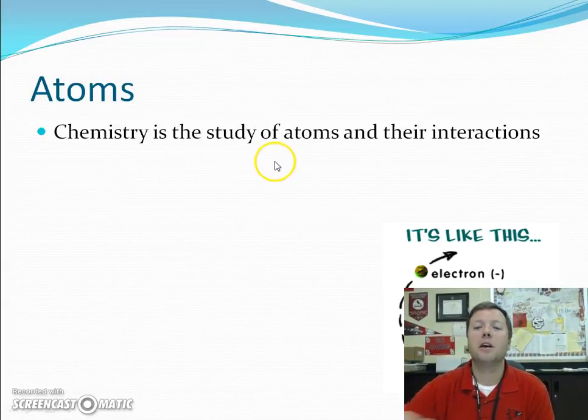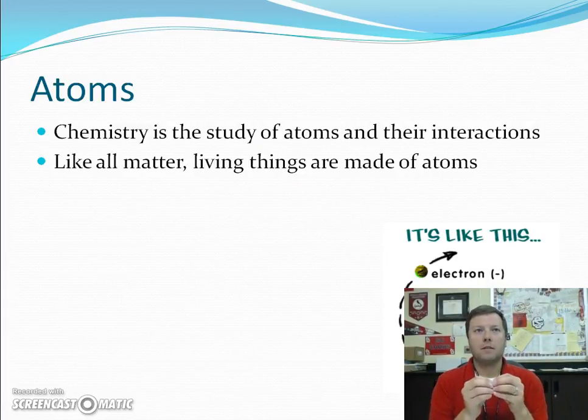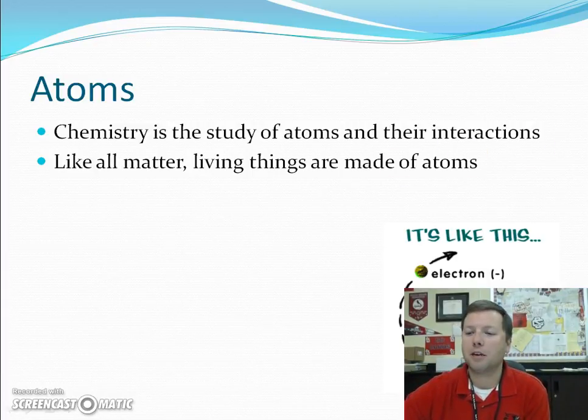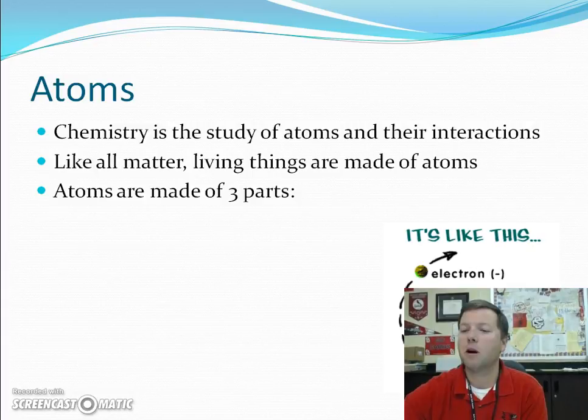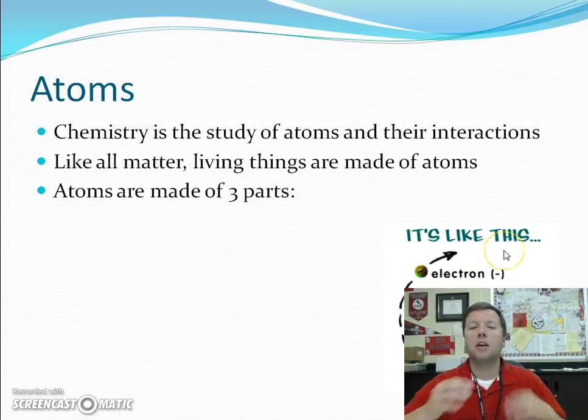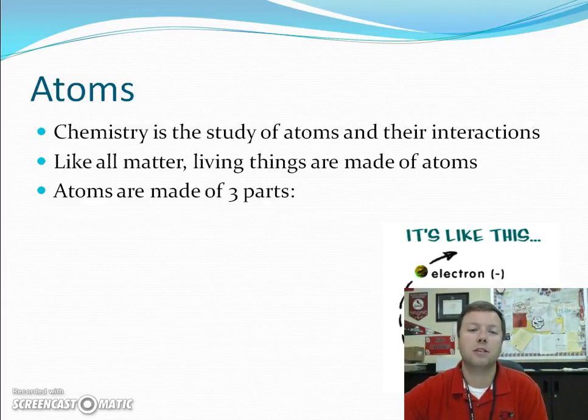Atoms. Chemistry is the study of atoms and their interactions. So not only the stuff that makes up matter, but also how that stuff interacts with one another. We'll learn that they interact because of interactions with their electrons. You can see electrons are one of these three component parts. Protons and neutrons are in the middle. Electrons go around. They can be varying distances away from that nucleus depending on how much energy they possess.